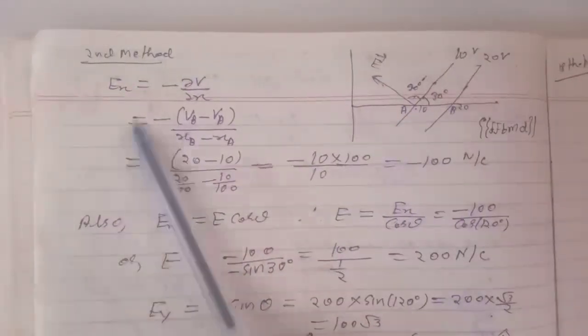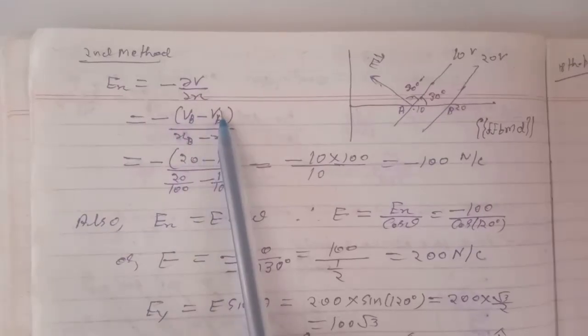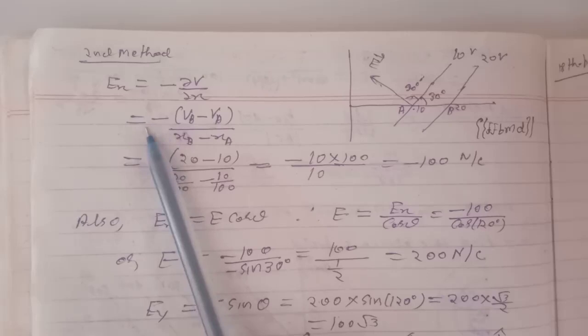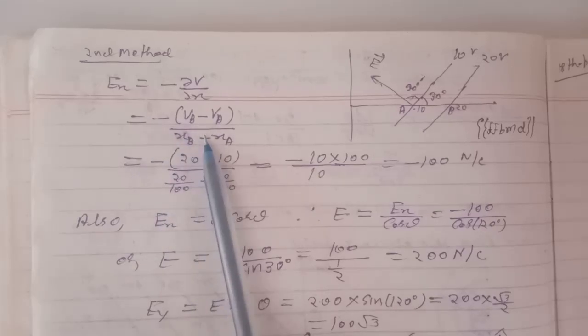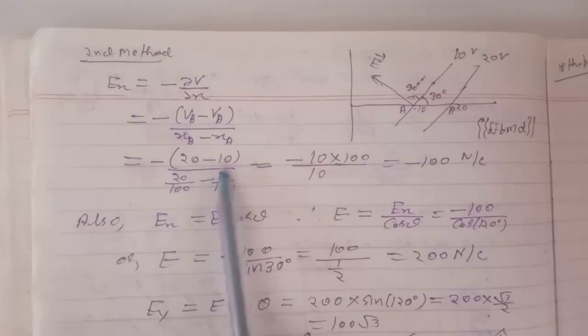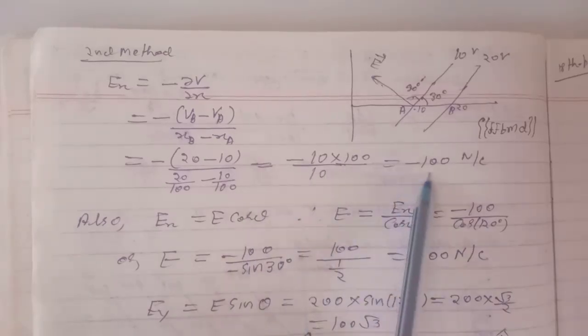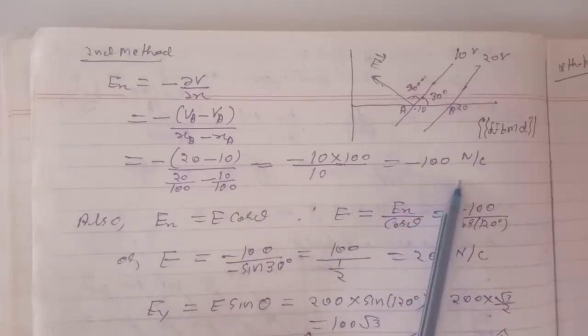In the second method we have Ex equal to minus dV by dx, or equals to minus of Vb minus Va by Xb minus Xa, or minus of 20 minus 10 by 20 by 100 minus 10 by 100, or minus 10 by 10 into 100, minus 100 Newton per Coulomb.